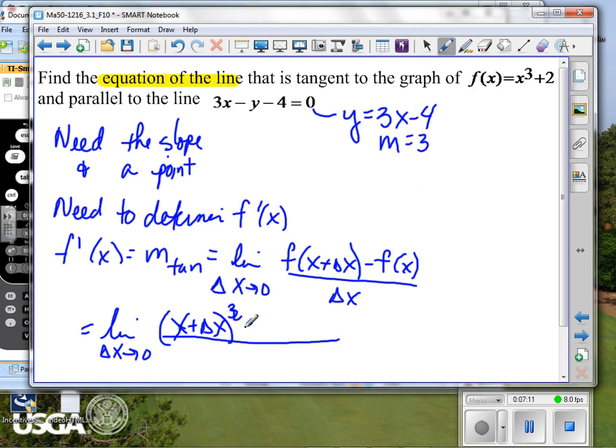Continue. I have x plus delta x quantity cubed plus 2. Okay. Now, let's see. Lauren, what's the next piece? Minus. Okay. Minus x cubed plus 2, just like that. Thank you very much, because if you don't put those in, you're going to forget to distribute that. Divided by delta x. Okay?